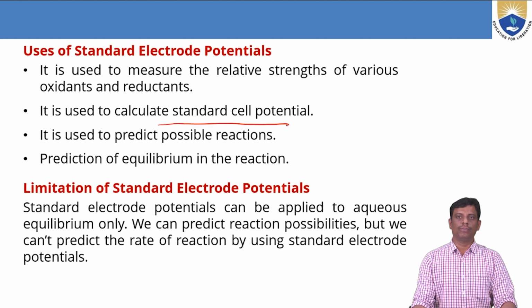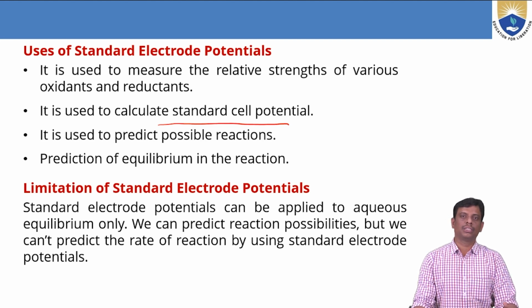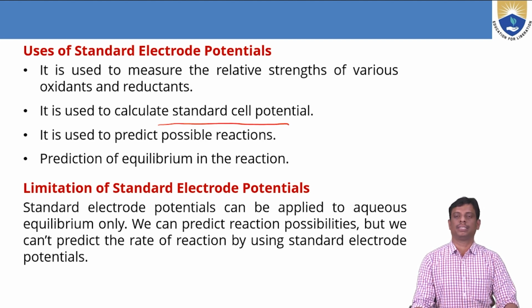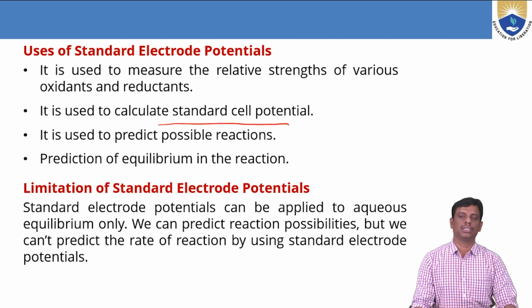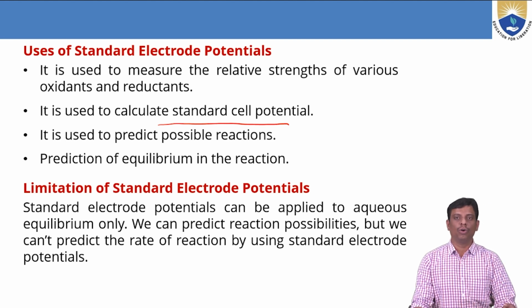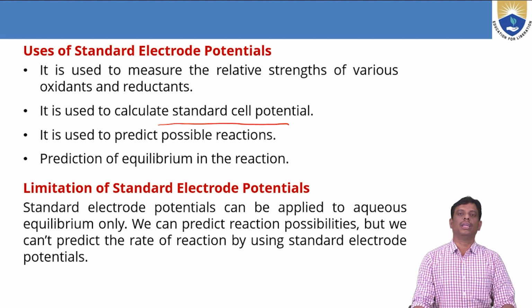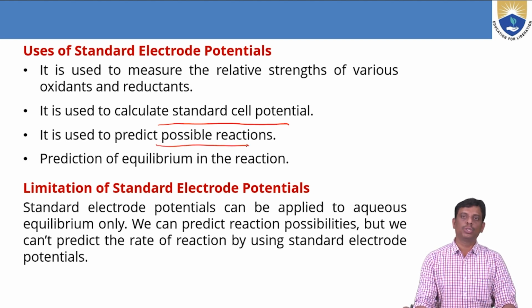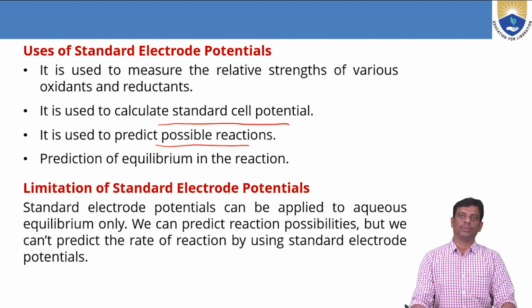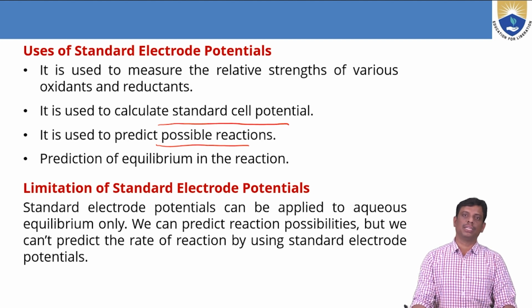And the third one, it is possible to predict what type of reactions take place. Whether an oxidation reaction takes place or a reduction reaction takes place, and how an element is going to move in the electrochemical cell, we can identify and predict using the standard electrode potential. So it is possible to predict the reactions.